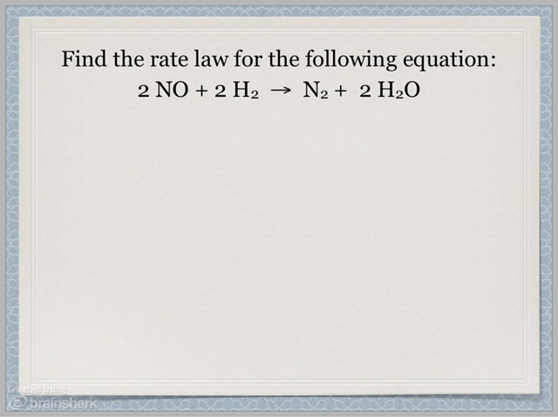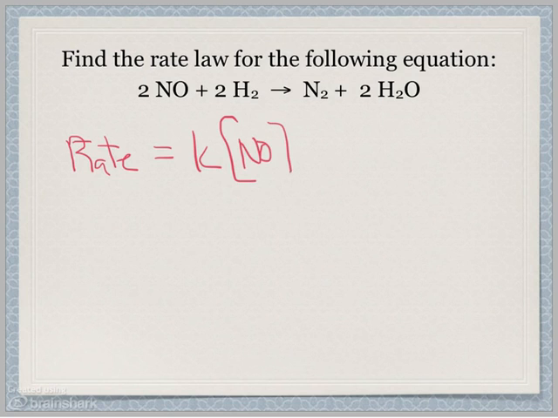Now again, in this example, we're assuming that we're dealing with an elementary step, so let's figure out the rate law. The rate law is rate equals the rate constant times the concentration of the reactants. The first reactant is NO. You have a coefficient of 2, so make sure you raise that to a power. Then multiply by the other reactant, H2. Again, you have a coefficient of 2 in front, so make sure you put that as the exponent.